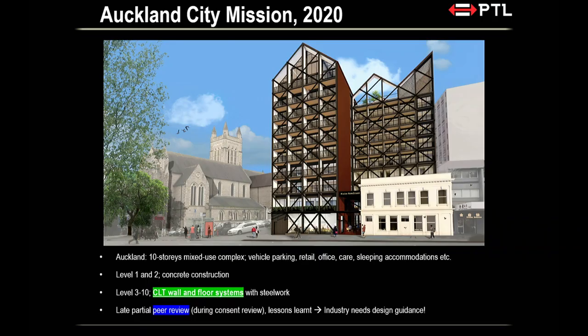So what is this building? This is a 10-storey mixed use building. They have vehicle parking, retail, office, care sleeping, and also normal sleeping accommodation. So there are a few at-risk occupants for this particular building. Level 1 and level 2 are concrete structure, and the rest above is CLT wall and floor with steelwork.